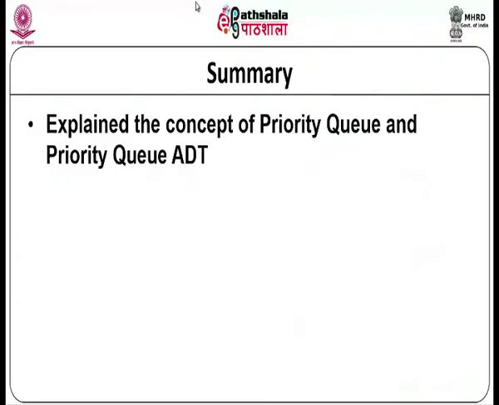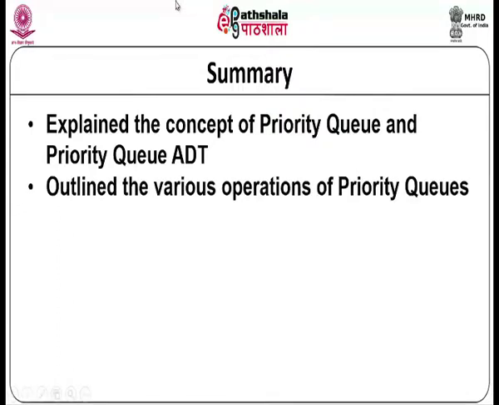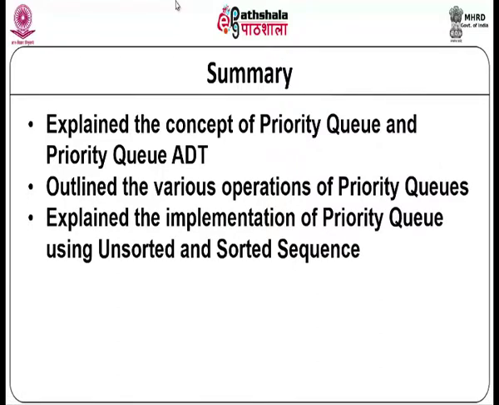Okay. So, we explained the concept of priority queue and priority queue ADT in this particular module, and we outlined the various operations of priority queues, and we explained the implementation. It is very interesting what we did here. We used two types of sequences, unsorted sequence and sorted sequence, to implement the priority queue. And we saw the trade-off was, in one, insertion is very fast, while removal, which we call remove min, takes time. Otherwise, if you use a sorted sequence, the other way around, insertion takes more time, but remove min takes minimum time.